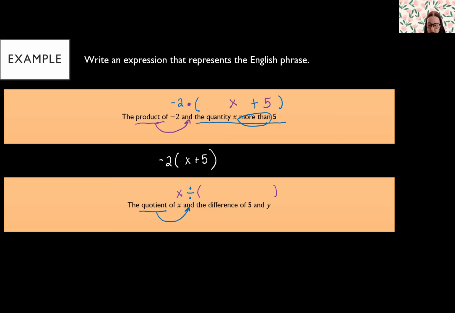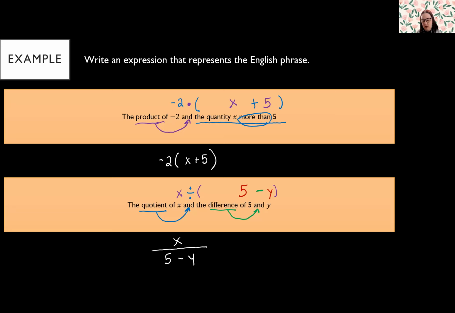Then I need to translate the difference. That's subtraction, and that goes where the word "and" is. So I'm going to have my subtraction symbol there, and then I've got the difference of 5 and y. I put those in the order that I see them. Now I've dealt with every word here. So when I write this, I have x, and then the division we always turn into a fraction. On the bottom of the fraction is what's in parentheses, and that's going to be 5 minus y.